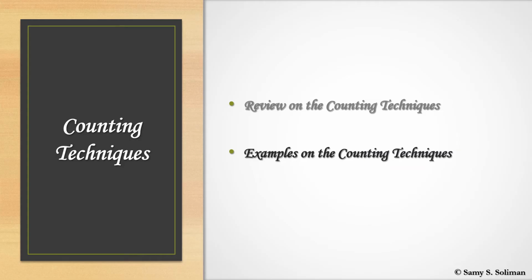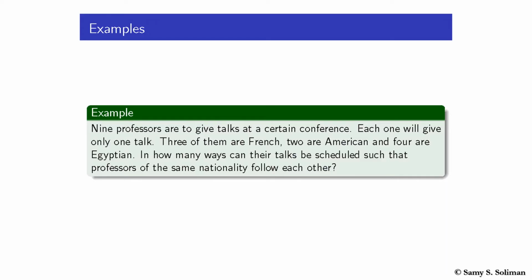Now let's move to a set of examples on the counting techniques and calculating the probabilities, to make sure that we can use the rules that we mentioned about counting techniques correctly in examples. Let's start first with very simple examples. The first of those examples is that we have 9 professors who are to give talks in a certain conference. Each one will give only one talk. However, 3 of them are French, 2 of them are American, and 4 of them are Egyptian.